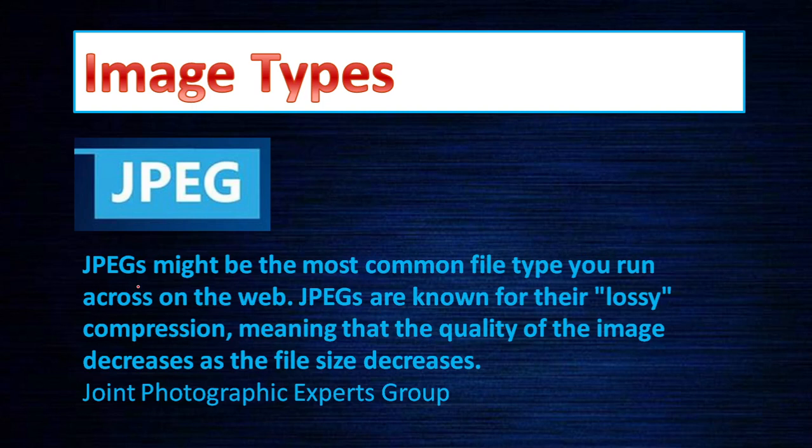Next one is a JPG. So JPG might be the most common file type you can run across on the web. This is the common type we generally used earlier, but now we have moved to PNG. But let's understand JPG first. JPGs are known for their lossy compression, meaning that the quality of the image decreases as the file size decreases. Therefore, if you make it smaller and smaller, the quality will go off.